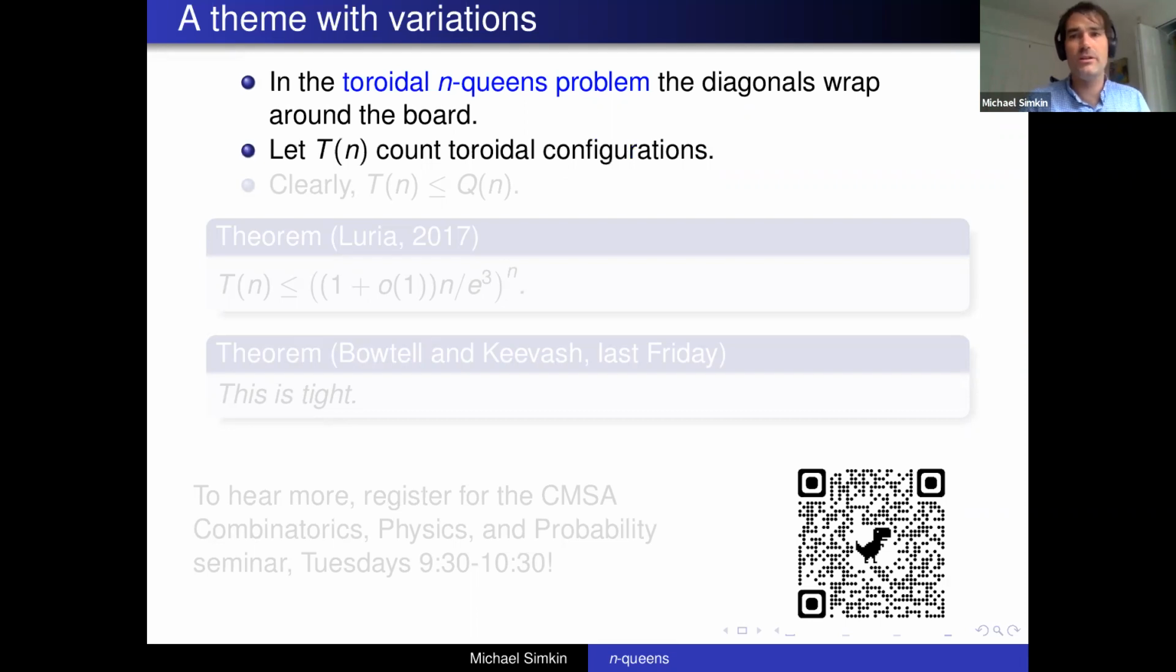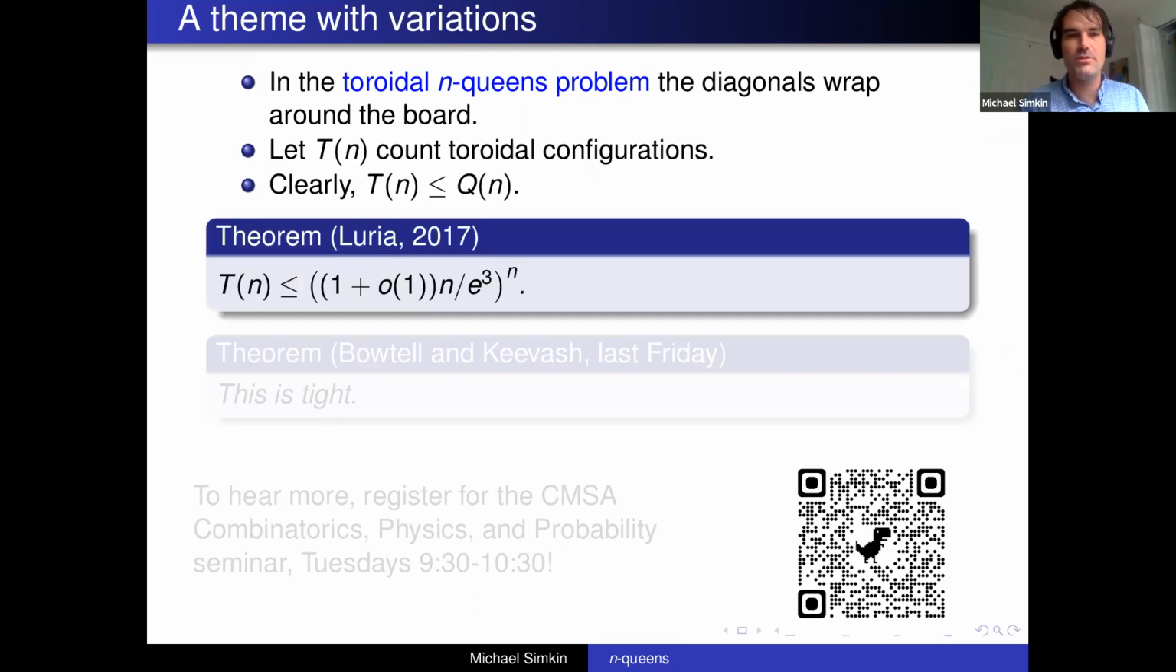Then you can say, instead of Q(n), let's define T(n), which counts the number of toroidal configurations. Definitely T(n) is less than Q(n) because every toroidal configuration is in particular a classical configuration. So maybe the best we can do to understand Q(n) is just to understand T(n), at least in terms of lower bounds. One theorem from a few years ago is an upper bound on T(n): it's at most (n over e^3) to the power of n.